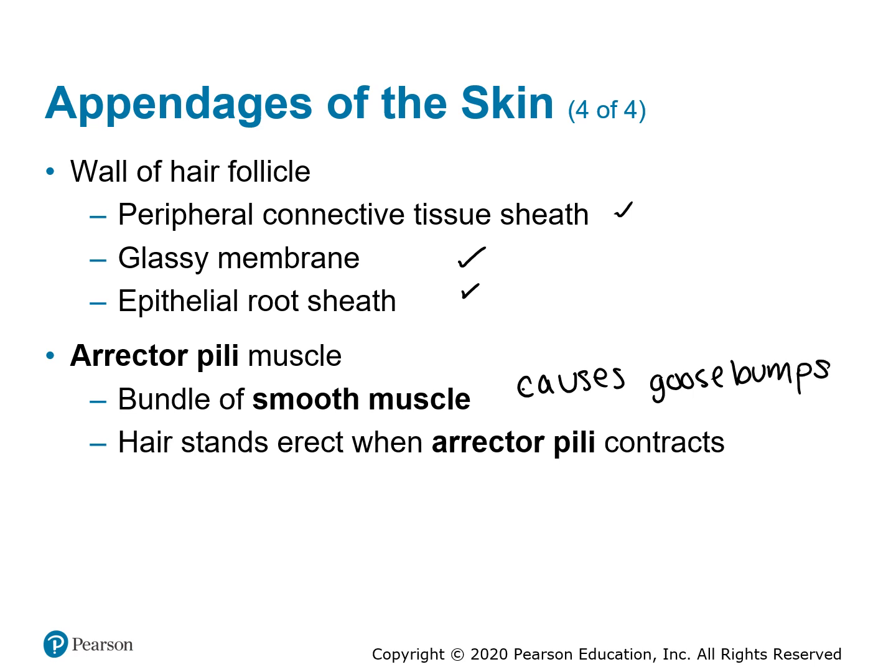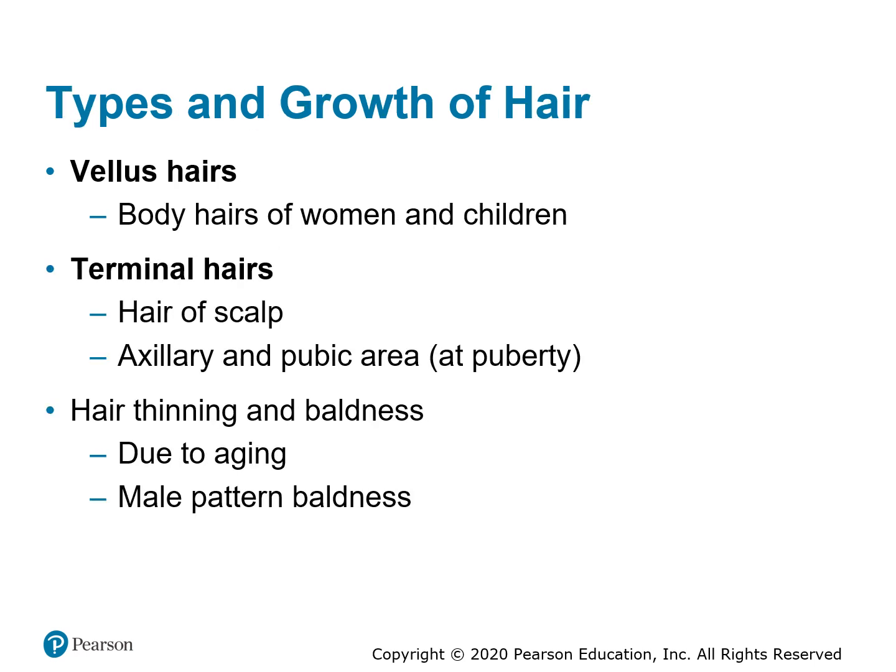When we talk about hair, there are different types of hair. Vellus hairs are body hairs of mainly women and children. They're those really thin hairs, hard to see, etc. The hair on your head is called terminal hair. Terminal hairs are hairs of the scalp, and hairs of the axillary and pubic region after puberty. Those are the thicker, more coarse hairs.